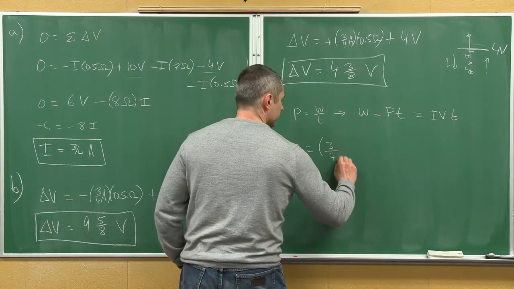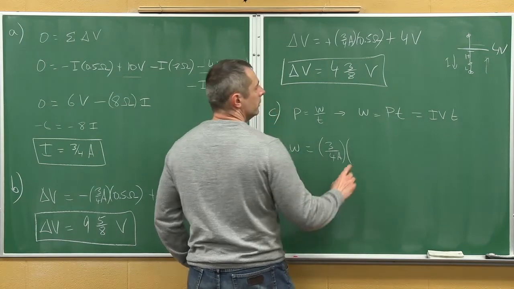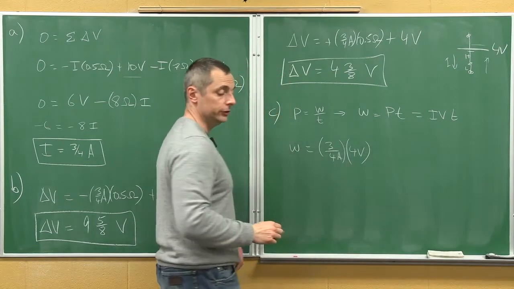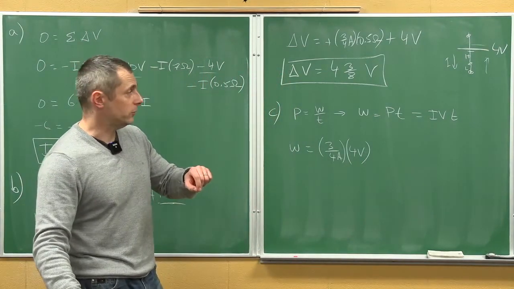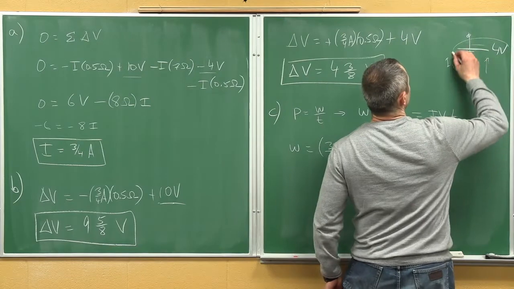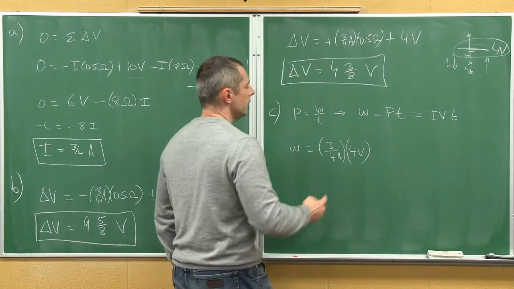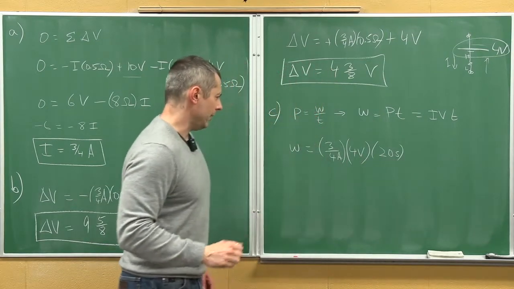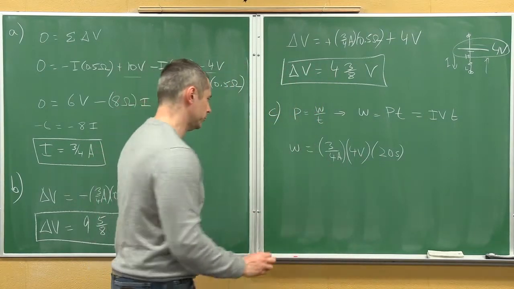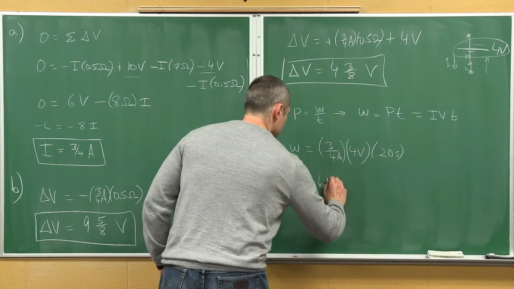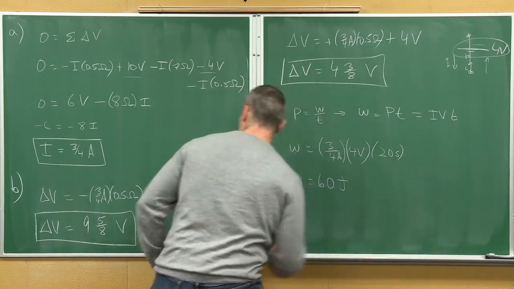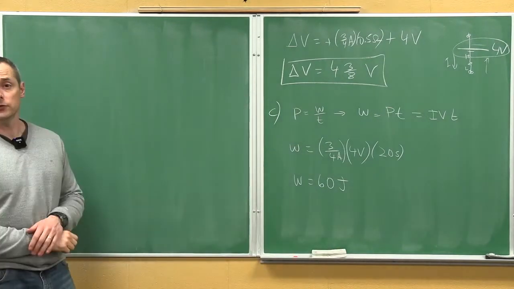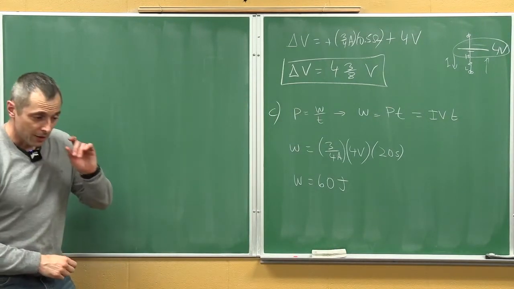3/4 of an amp times the voltage of the chemical reactions, which is 4 volts, not the terminal voltage, because that includes the heat generated in the resistor. We only want the energy going into the chemical reactions, which are 4 volts. IV in 20 seconds comes out to be 60 joules. All right, if you need a moment to catch up, I'll create a pause to allow you to copy that down. Moving on.